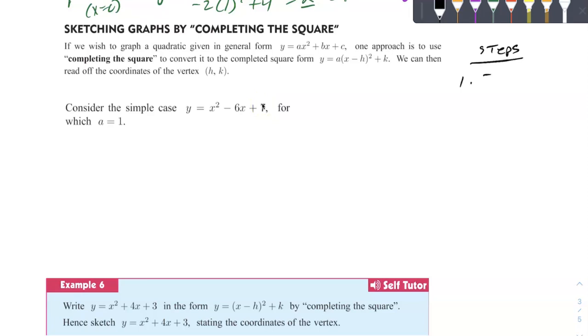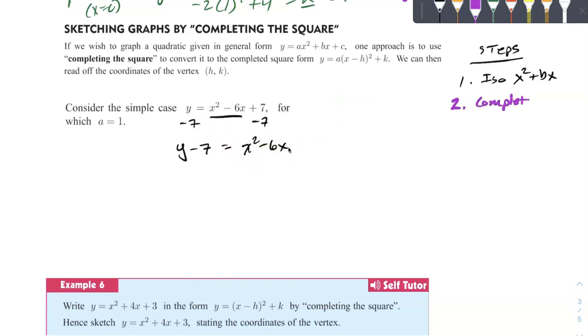First thing we want to do is isolate the x squared plus bx terms. So right here, we want to get these terms by themselves. So I'm just going to subtract 7 from both sides. So I'm going to get y minus 7 equals x squared minus 6x. And then we're going to do the complete the square step, the most important part. So that's where you take the middle term b, divide it by 2 and square it, and add this to both sides.